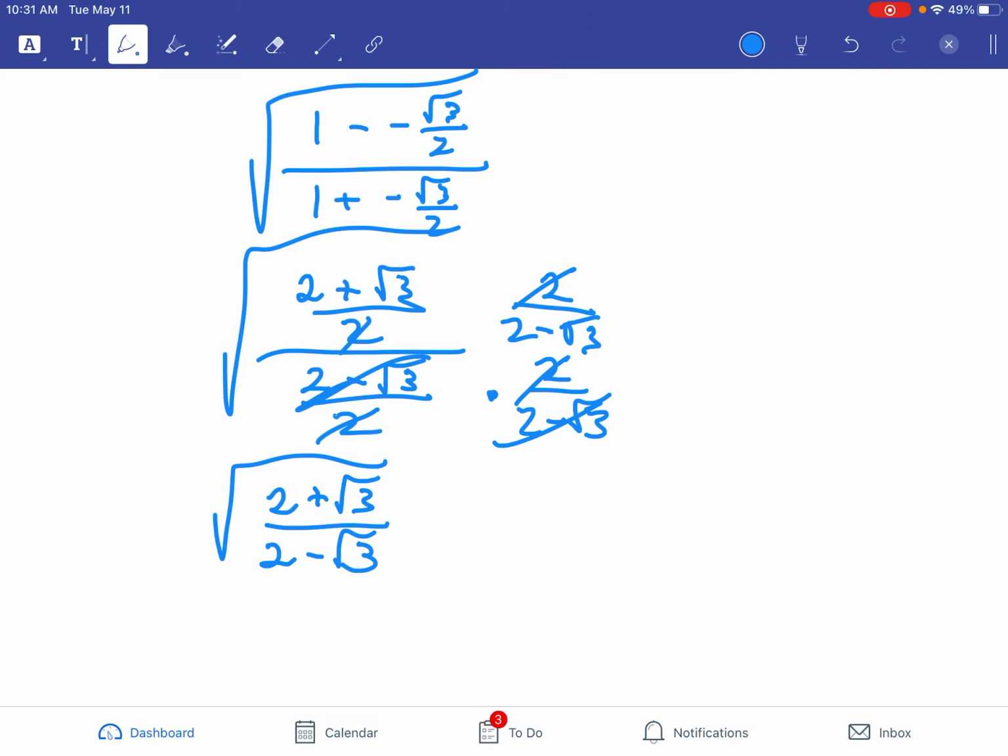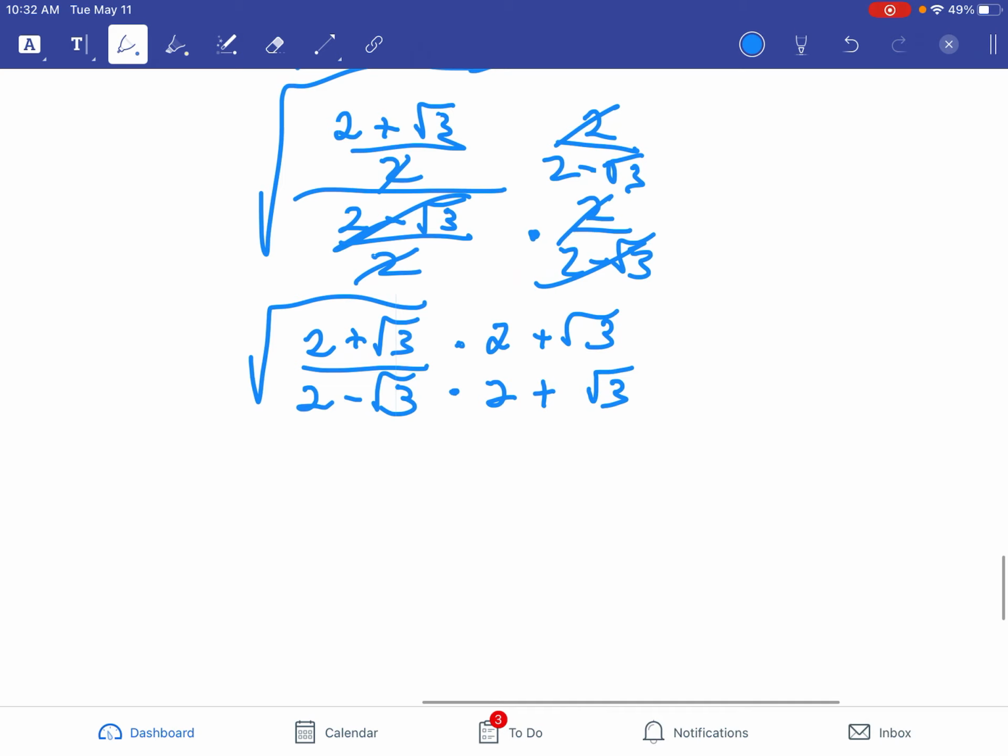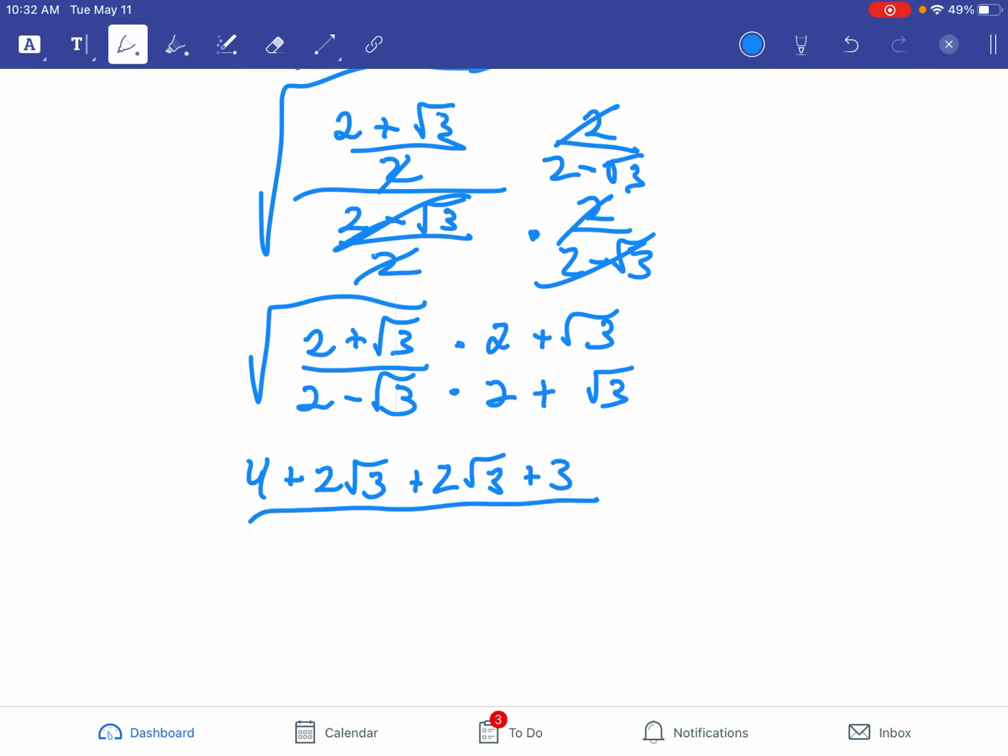All right, once again, we're going to use the conjugate, which is going to be the same terms with a different sign. And it has everything to do with the denominator, it has nothing to do with the numerator. Okay, so 2 times 2 is 4. 2 times root 3 is positive 2 root 3. Root 3 times 2 is, again, positive 2 root 3. And root 3 times root 3 is positive root 9, which is positive 3.